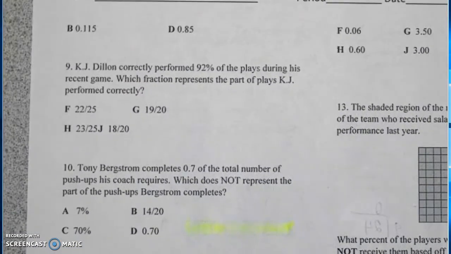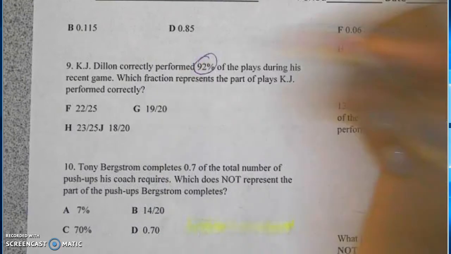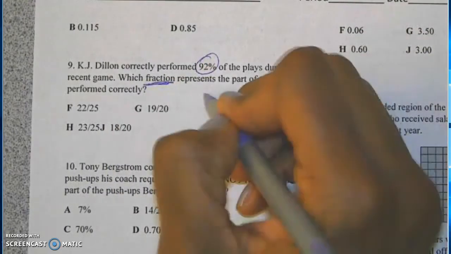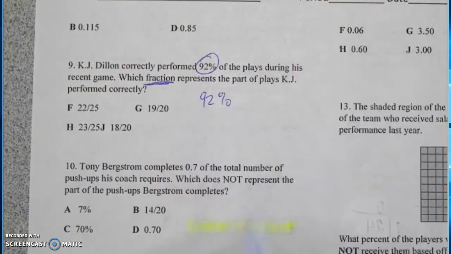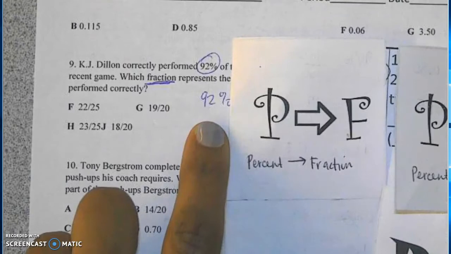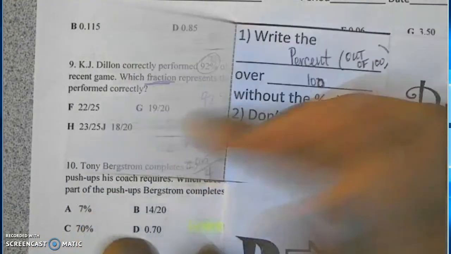Let's take a look at number 9, maybe 2 more problems. Number 9, K.J. Dillon correctly performed 92% of the plays. What fraction? So I want to make this a fraction. Again, 92%. Pull out my foldable. I hope you're using it to study. How do I go from a percent to a fraction?